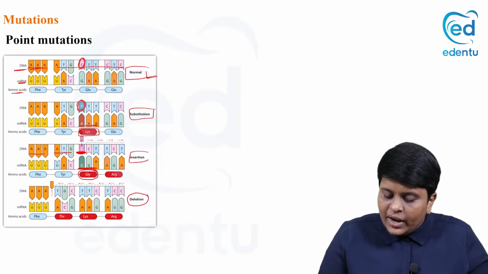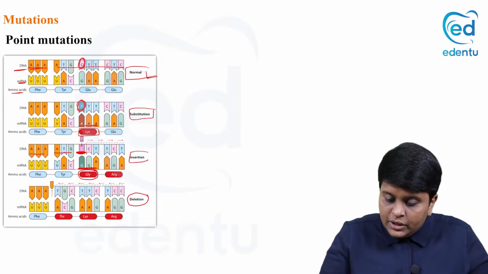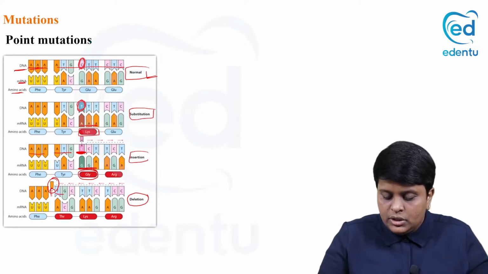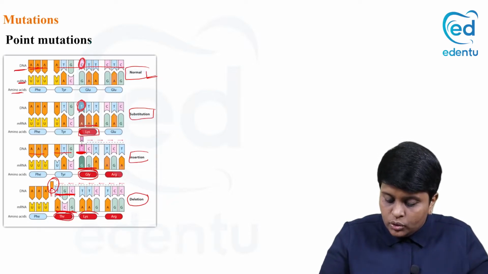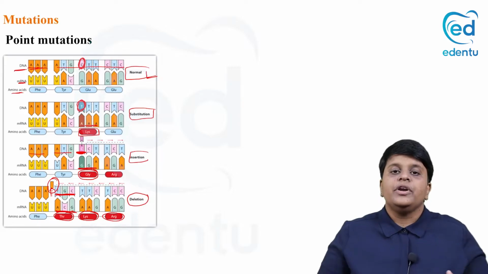Then you have deletion. For example, after AAA you had ATG, and that A is removed. If you see, it now reads TGC, and the mRNA genetic code will also be changed. So after that you will be adding all different amino acids.